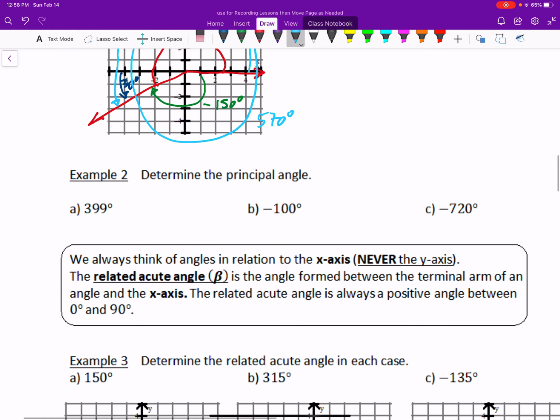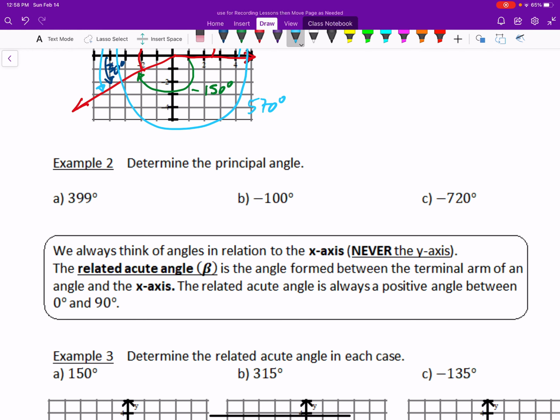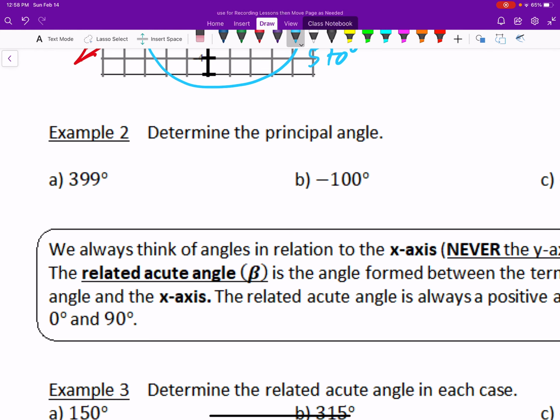So determine the principal angle. Remember, that's going to be an angle between 0 and 360 degrees, but it's going to have the same terminal arm as this one. So if it's a positive angle, like A part is, I can just subtract multiples of 360 from it. So the principal angle would be this angle minus 360, which is 39 degrees. That'd be if I went all the way around once and then stopped about here.